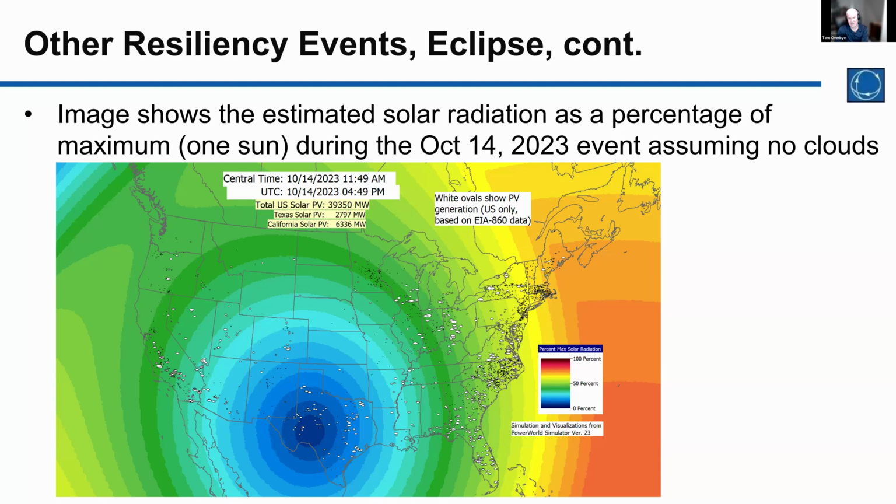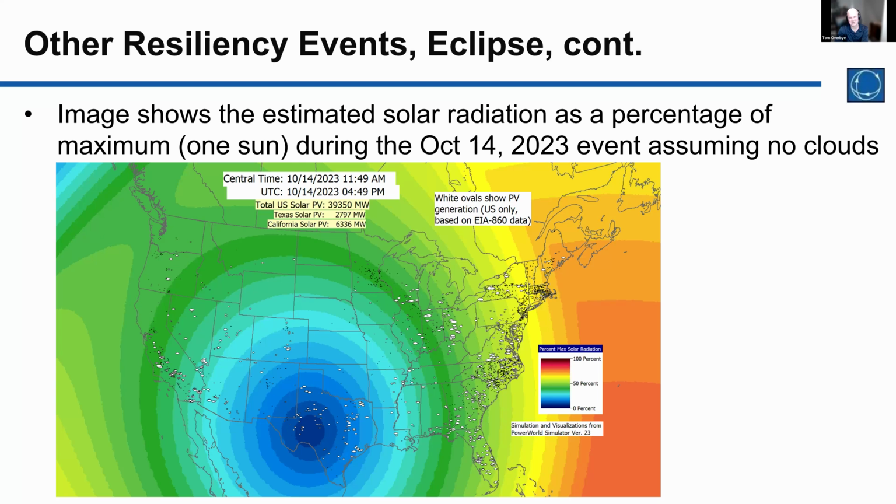This is a visualization we made where we run it in our time step simulation. We use a time step of 1 minute. So if you've seen the movies I put out, you see this bullseye moving across the country, and that modeled the October 14th eclipse.